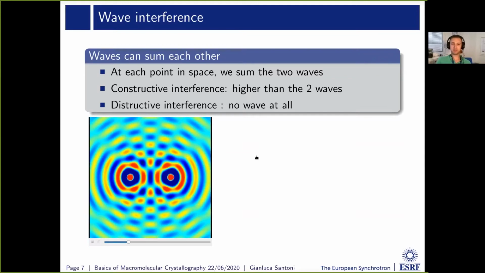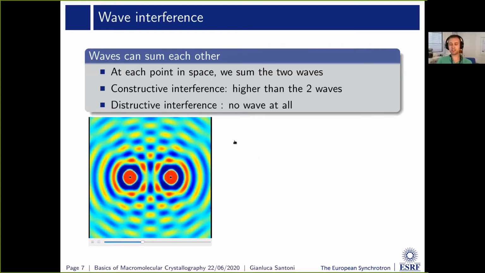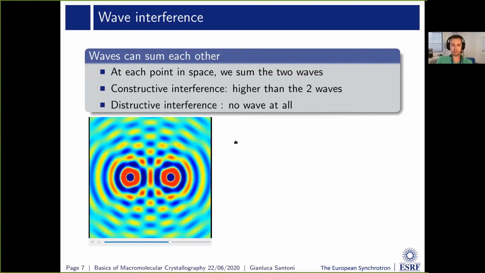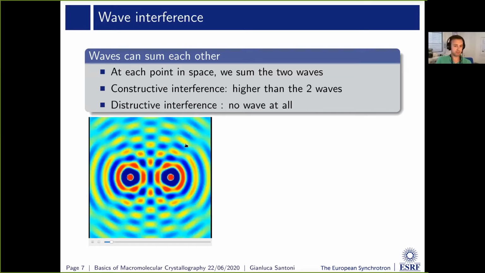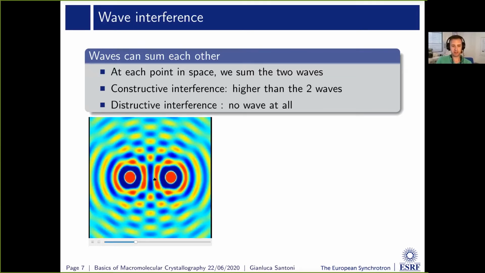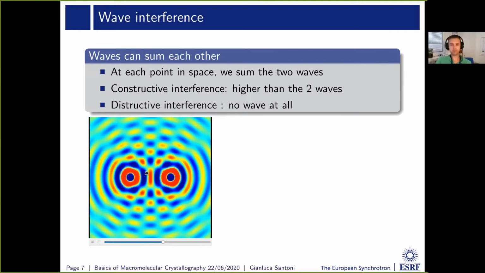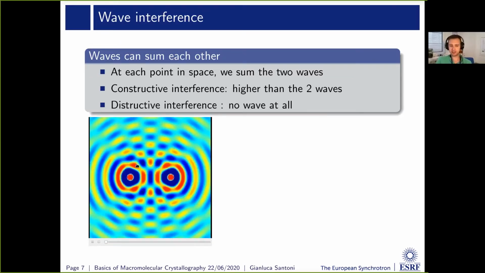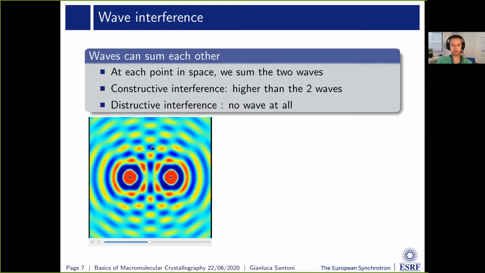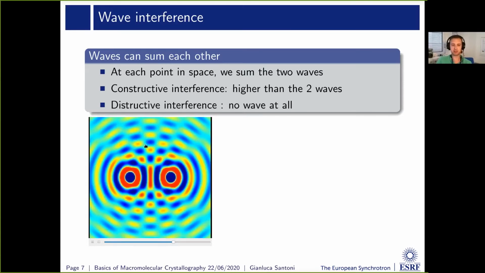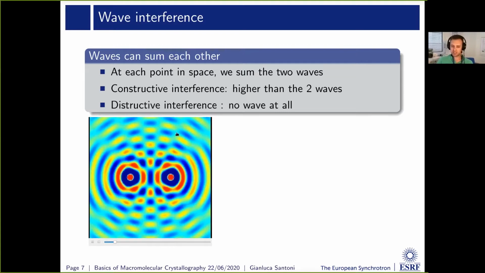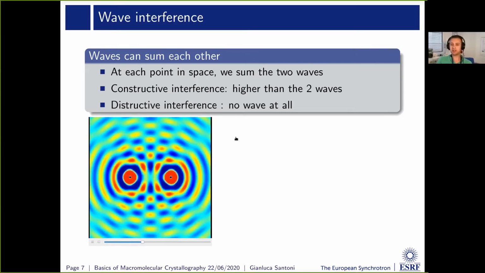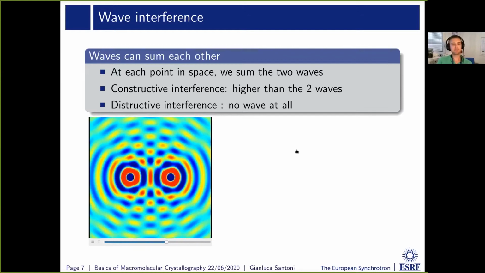We have 2 waves that propagate in the same space. At each point, the waves can be summed. In this case, we get a higher value, which is the sum of the 2. Or we can get destructive interference. In the blue zones, we see that the waves sum so that we get a 0 value, and we see peaks going around. Why is this important? Because we can generate interference using crystals.